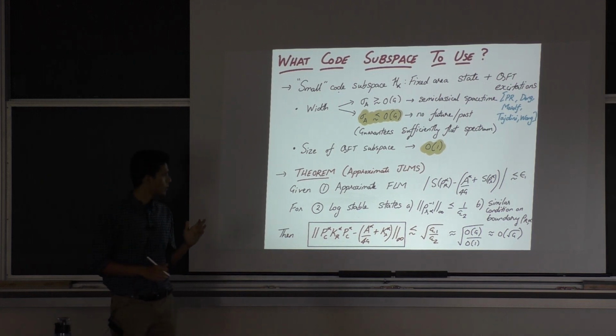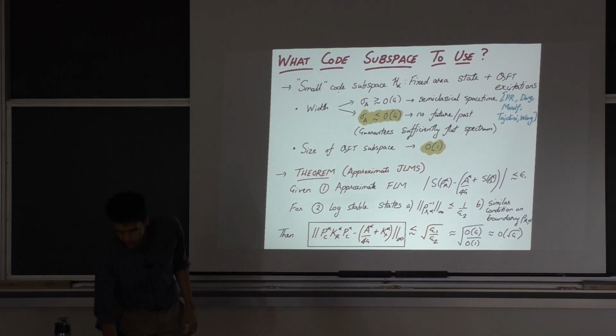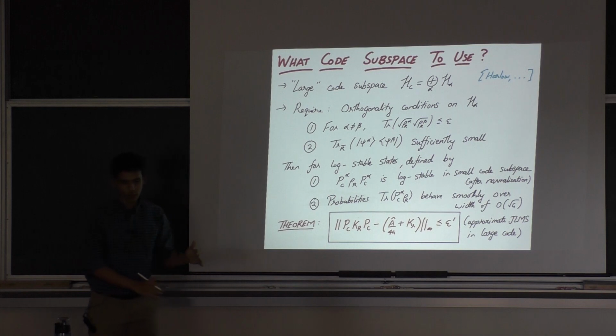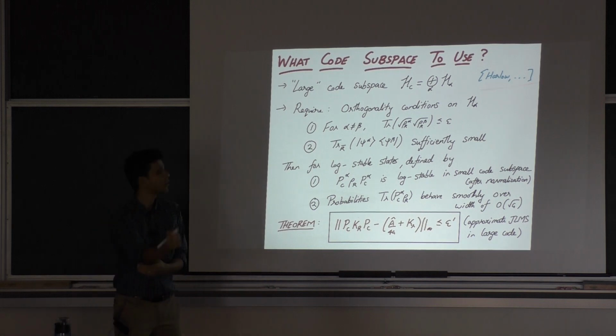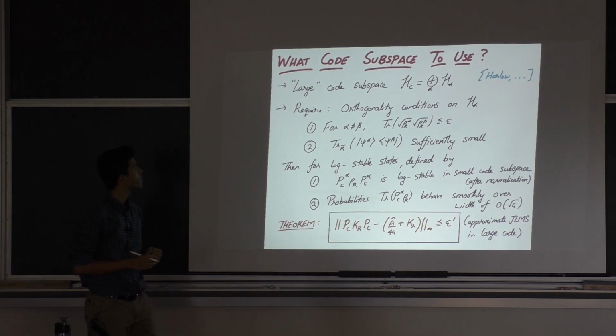Now, this is a pretty restrictive setting because this is just one background with the particular fixed area state. But what we'll then do is build up a large code subspace. So what we'd like to do is patch up these different fixed area states. Just think of a direct sum over each of these. This is something that has a long history, goes back to Harlow's paper on the RT formula and so on. But what we'll do is take each of these, each of which we know satisfies a JLMS formula for log stable states.